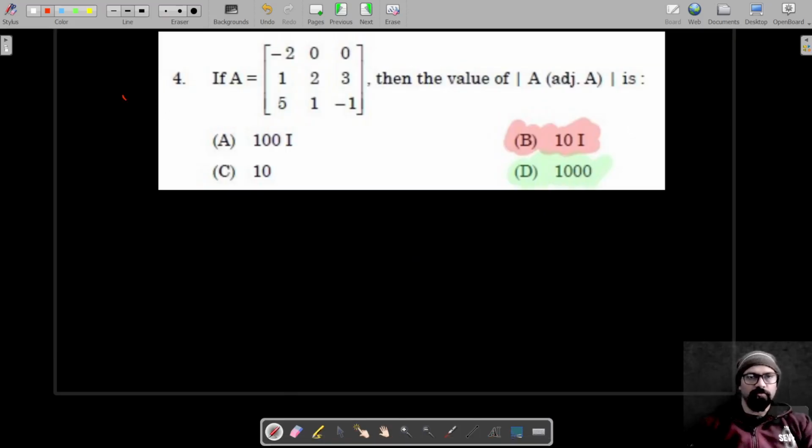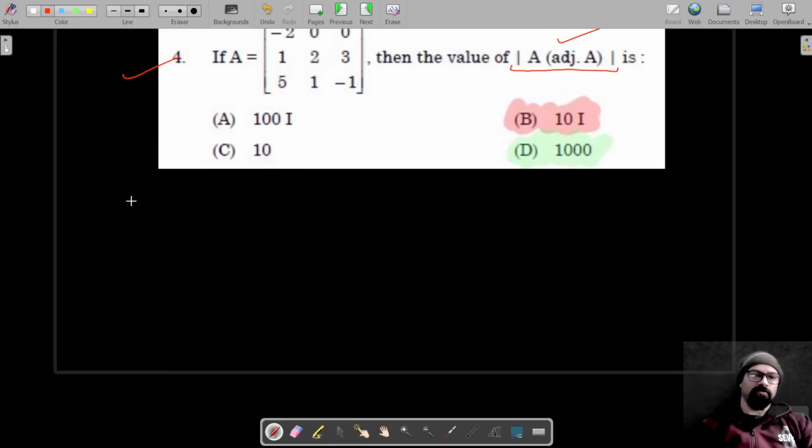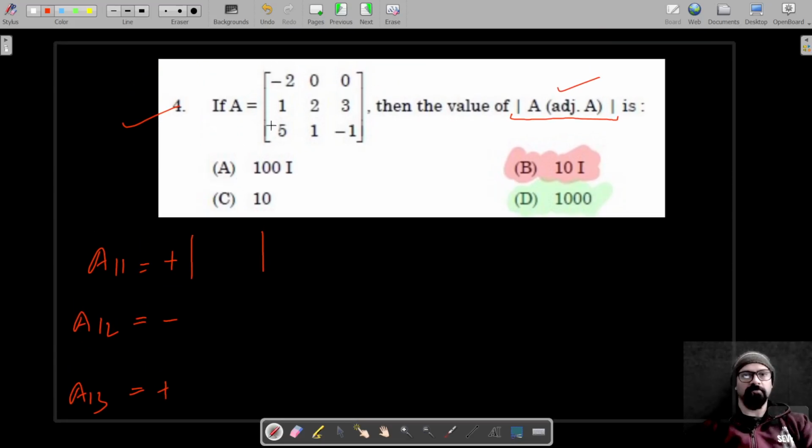For question number 4, A is a square matrix of order 3, and we have to find the determinant of A into adjoint A. So first of all, let's find the adjoint of A, and for that, we have to find the cofactors A11, A12, A13, and I'm going to assign them signs. 1 plus 1 is 2, which is even, so positive sign. If the sum of i and j is odd, it's negative. And removing the row and the column for the respective elements.